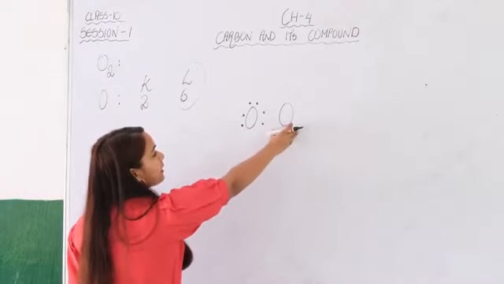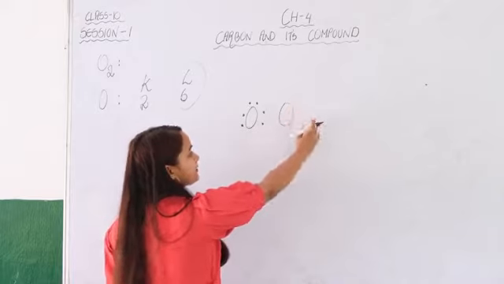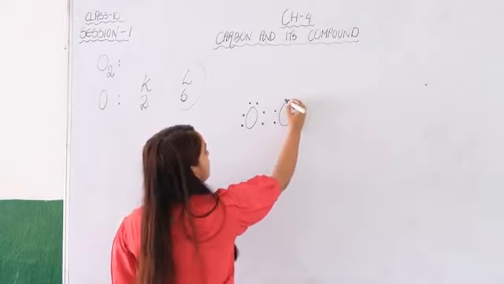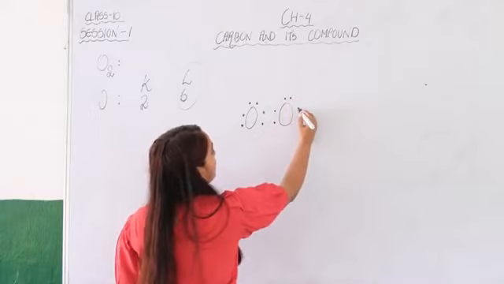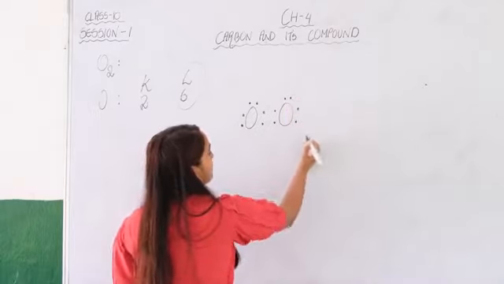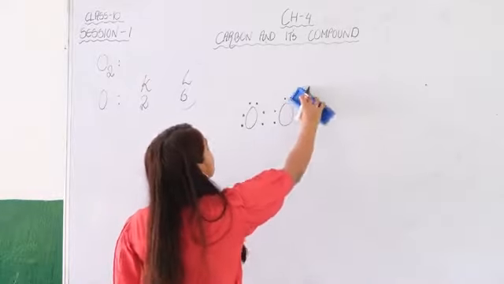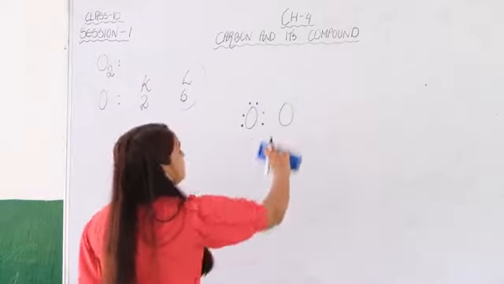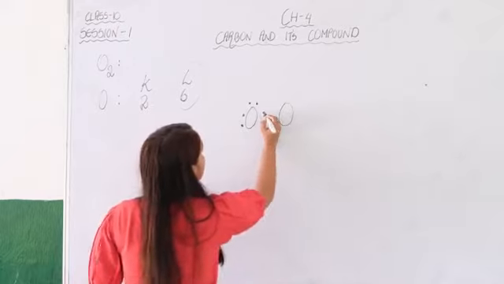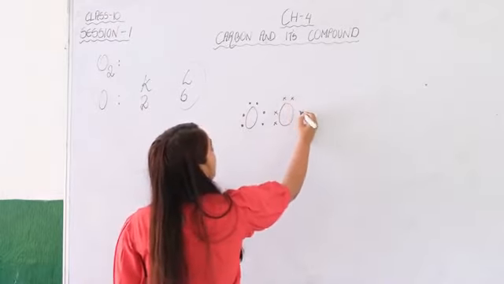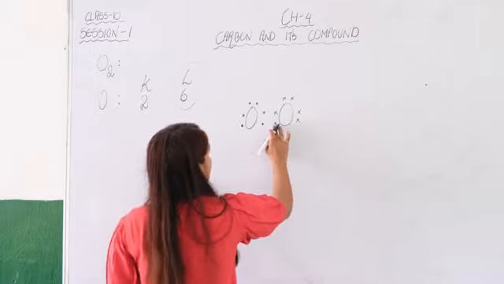Now let's place them for the second atom. This also has 6 valence electrons. So 1, 2, 3, 4, 5 and 6. Or, if you are getting confused, you can also represent them as X so that there will be no confusion. 1, 2, 3, 4, 5, 6.